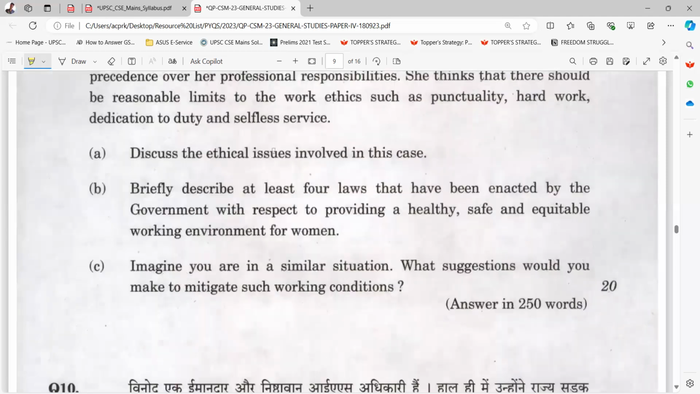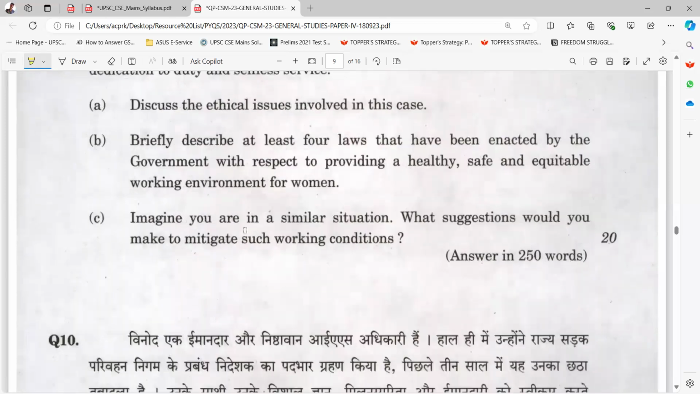A. Discuss the ethical issues involved in this case. B. Briefly describe at least 4 laws that have been enacted by the government with respect to providing a healthy, safe, and equitable working environment for women. C. Imagine you are in a similar situation. What suggestions would you make to mitigate such working conditions? Answer in 250 words. It's a 20 mark question.